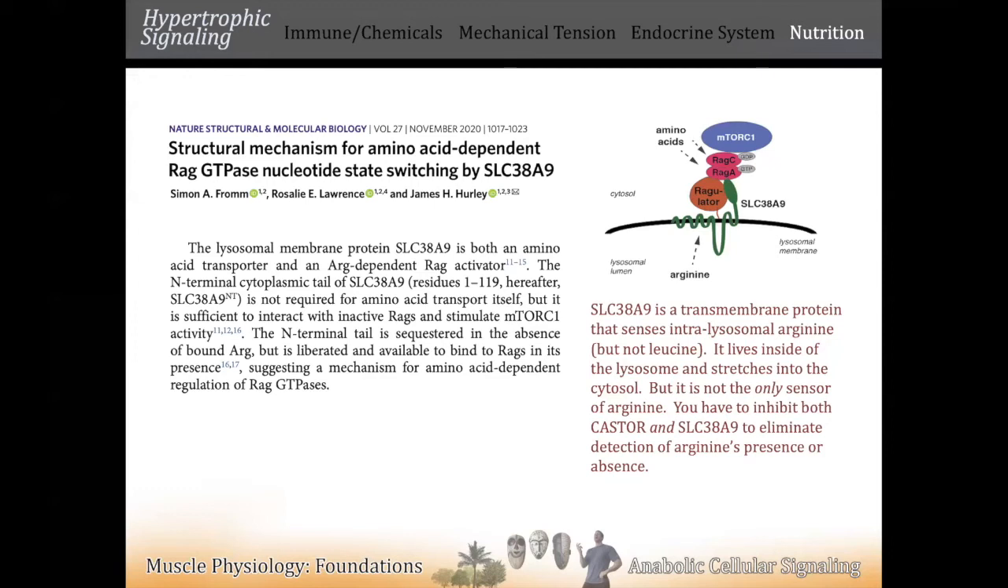This is a transmembrane protein. You know what those are. They cross the membrane. So we're at the lysosomal membrane, like integrins, transmembrane proteins, but they're up at the actual cell surface, sarcolemma, reaching across. For the lysosomal membrane, this is what's sensing intralysosomal arginine. So how much arginine exists inside of the recycling plant? That's what's sensing that.